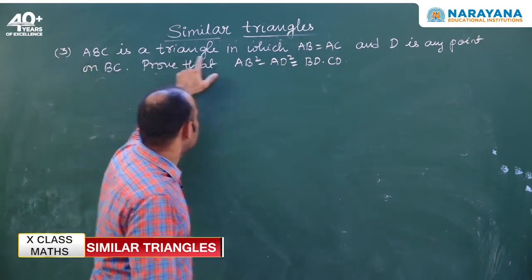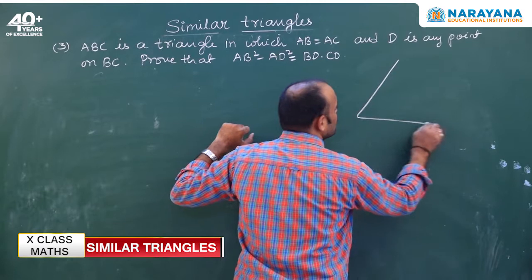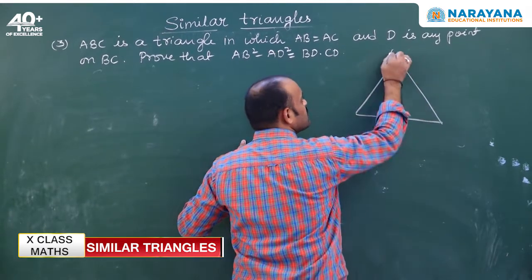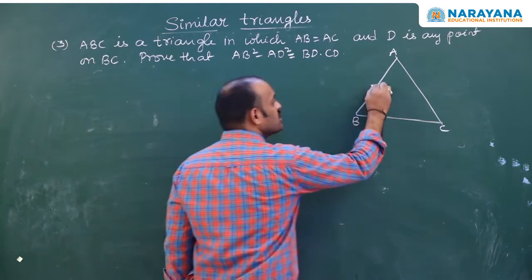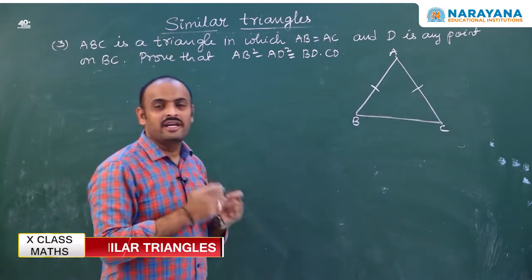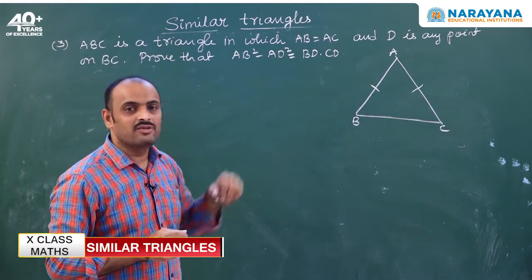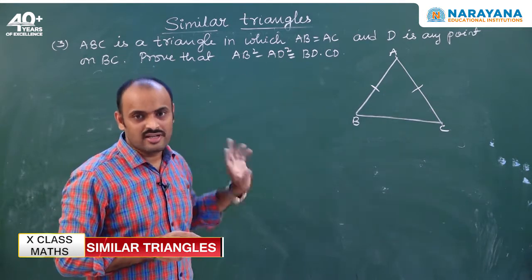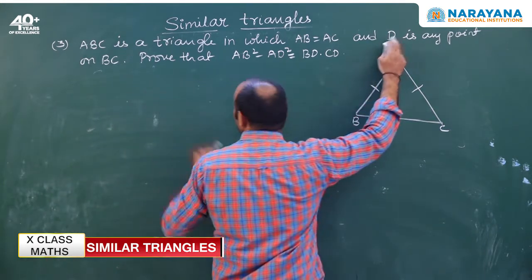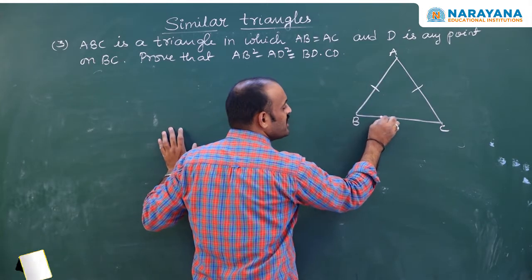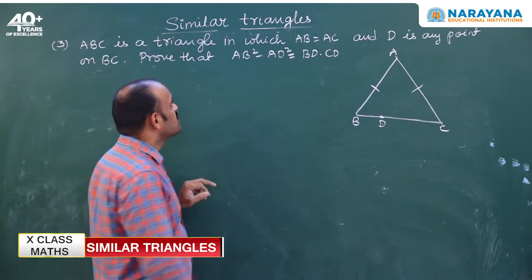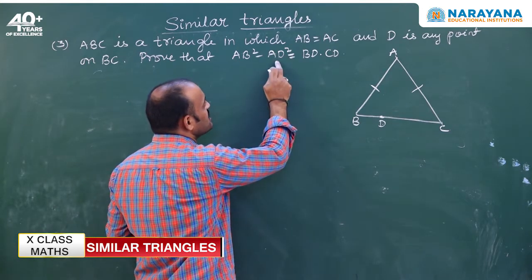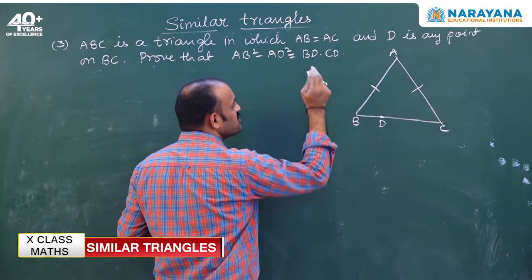See here, he has given that ABC is a triangle. We have drawn triangle ABC and AB is equal to AC. These two are equal. In any triangle, if 2 sides are equal, it is an isosceles triangle. And D is any point on BC. I am taking point D on BC. Prove that AB square minus AD square is equal to BD into CD.